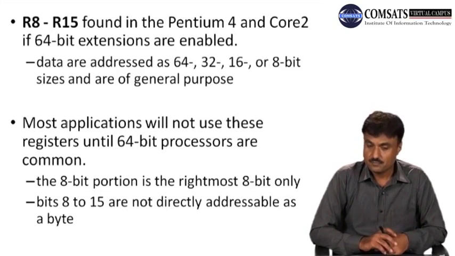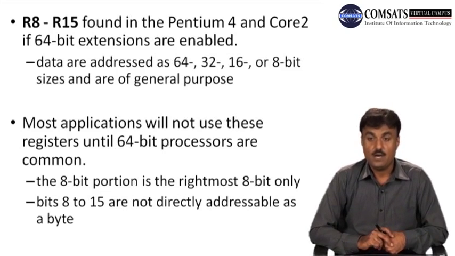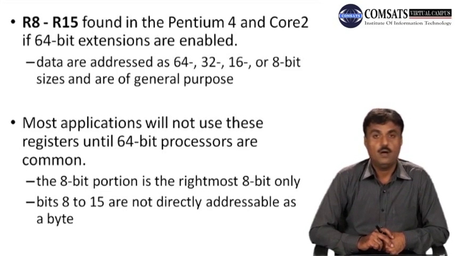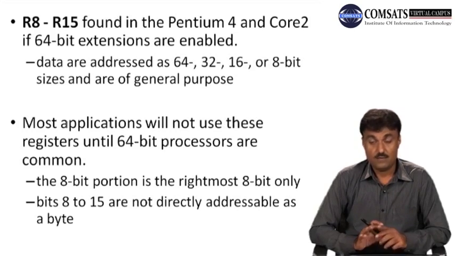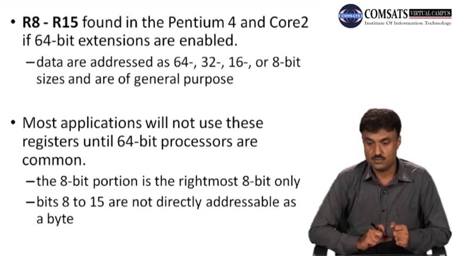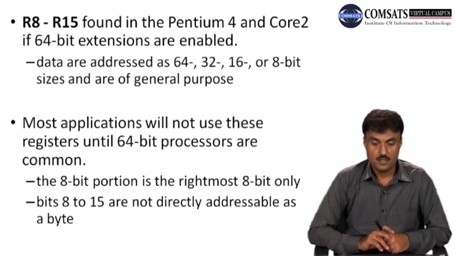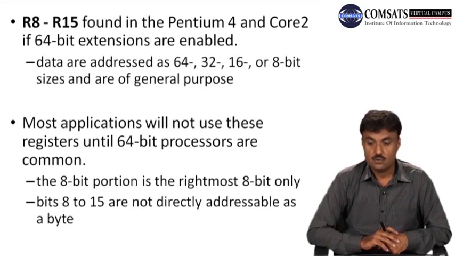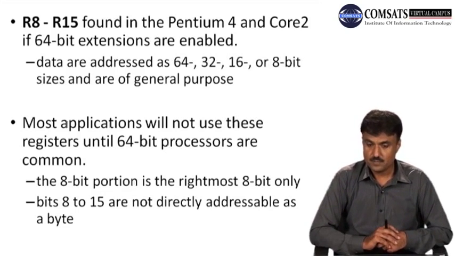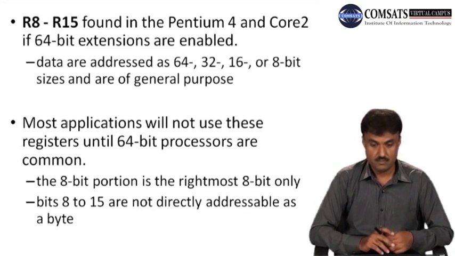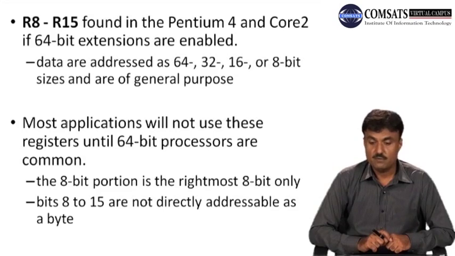R8 to R15 are found in the Pentium 4 and Core 2 processors. They are not inside the 8086 processor. If we enable 64-bit extensions from Pentium 4 to Core 2, they can be used in these processors, Core 2 and maybe the newer processors. So data are addressed as 64, 32, 16, or 8-bit size, and they are general purpose registers. So we can use them as general purpose. Most applications will not use these registers until 64-bit processors are common.